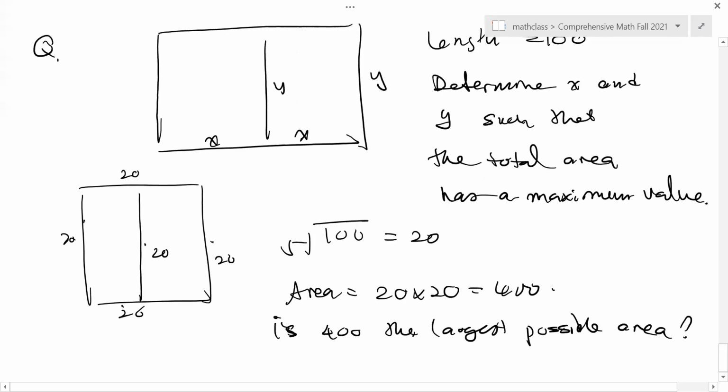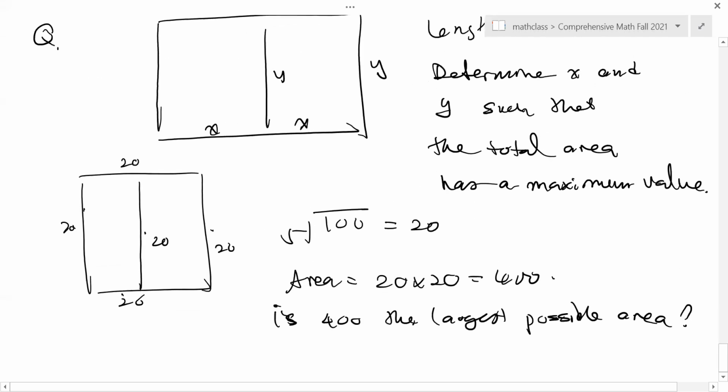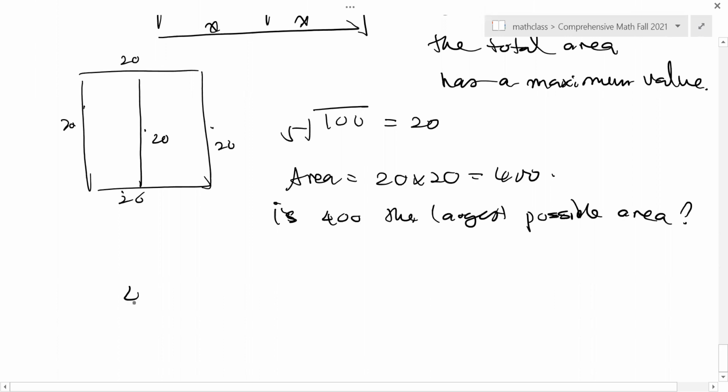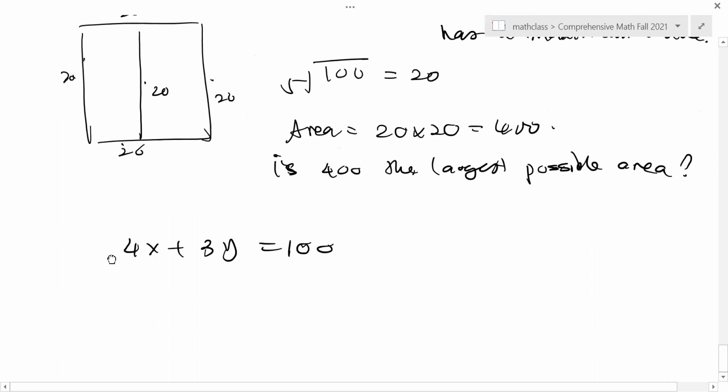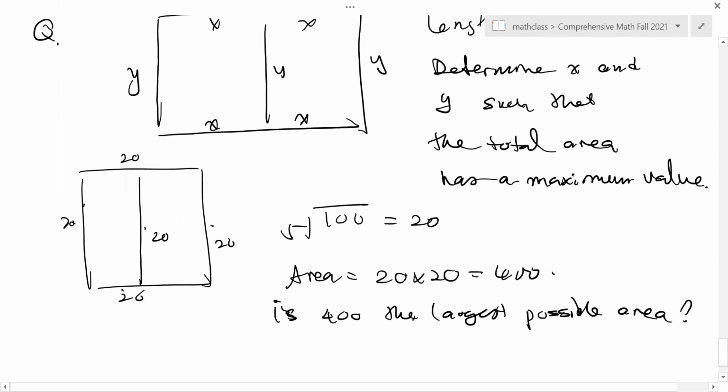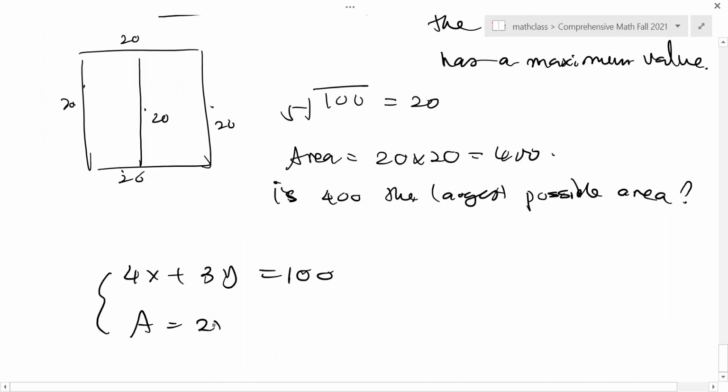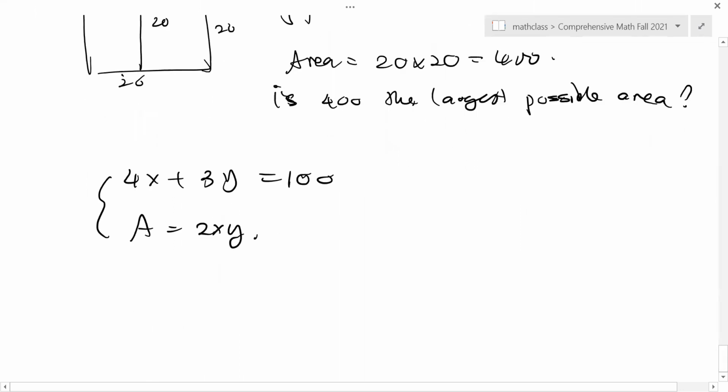So this is the picture. Here's y, and that's x and x. How many x are there? How many y are there? So 4x plus 3y is going to be 100, right? The area is going to be 2x times y. So we want to find the maximum value for the area.